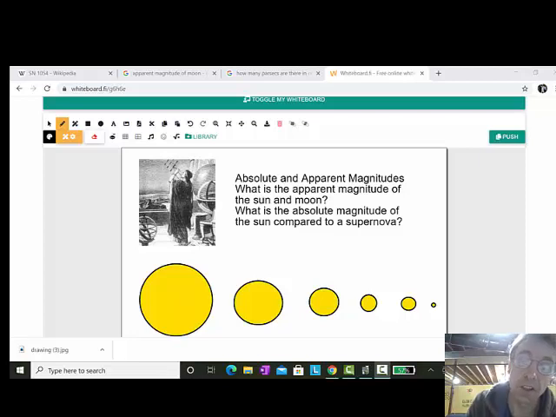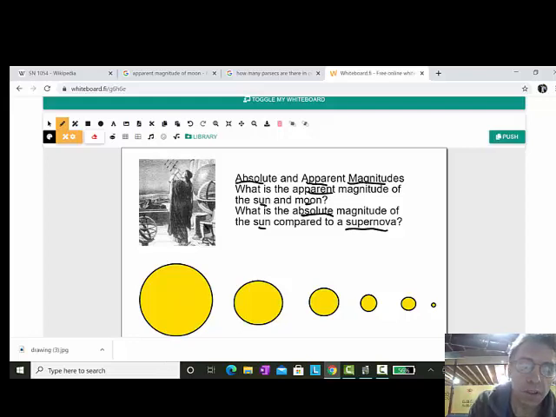Hello, in this video we're going to talk about absolute and apparent magnitudes and answer these two questions. What is the apparent magnitude of the sun and the moon? And then, what is the absolute magnitude of the sun compared to a supernova?